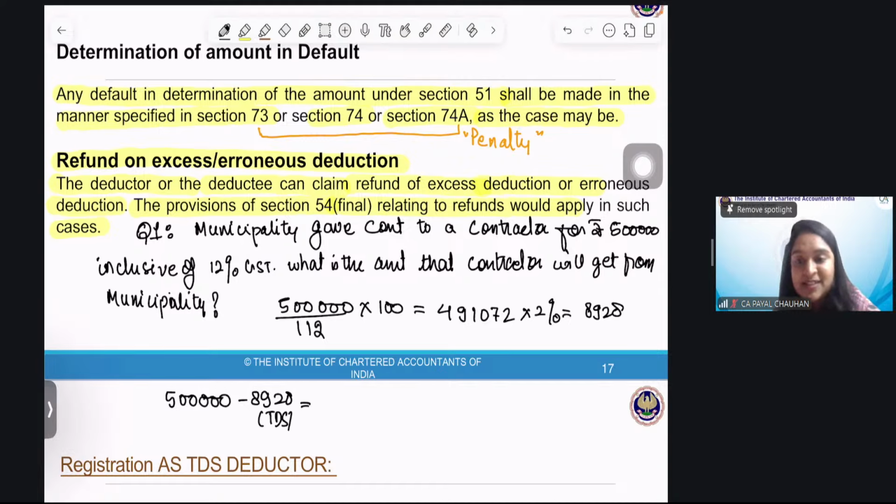Now tell me the answer. Very good, Anil. What is the payment which I'll make to the contractor? Can anybody tell me, please? Very good. 446429. Did you understand? Perfect. This is the amount I'll pay to the contractor. Right? 491072. Yes. I need to repeat.